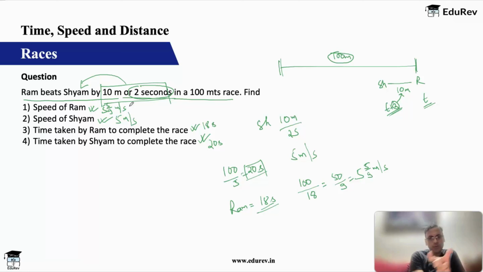Okay, so you can see how one line can give you so much information. So very nice question which explains the concept of races very, very well. One thing please always understand, whenever someone beats someone, the first person has to complete the race. You can beat someone only if you have completed the race. You can't not complete the race and beat someone. Okay, fine. Let's look at one more question.